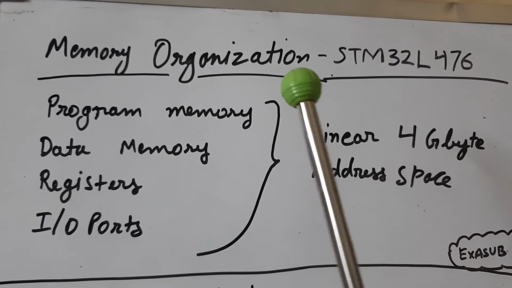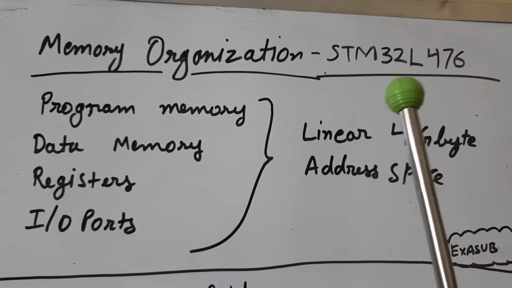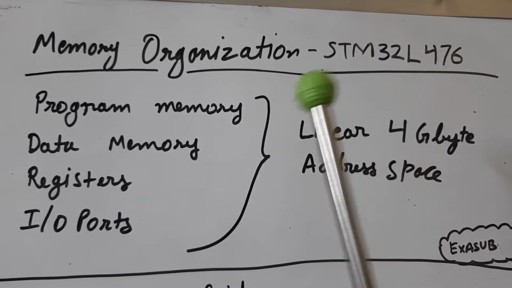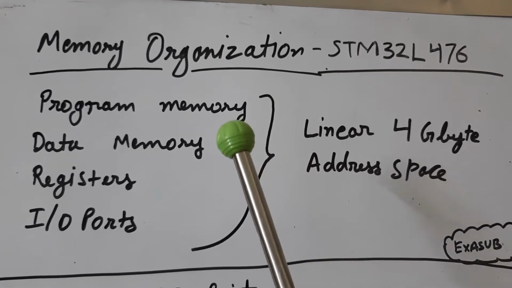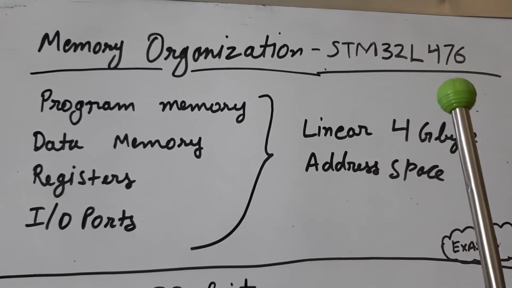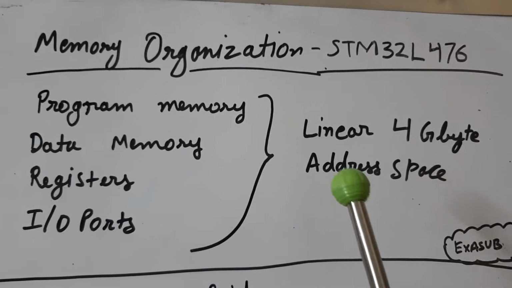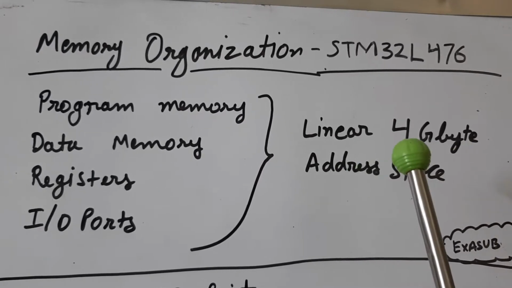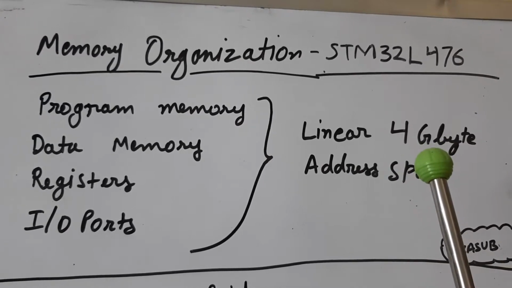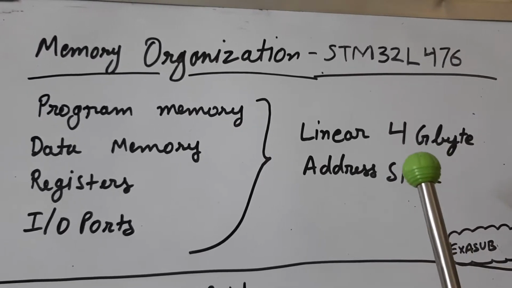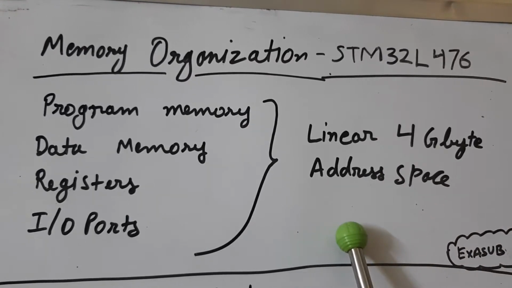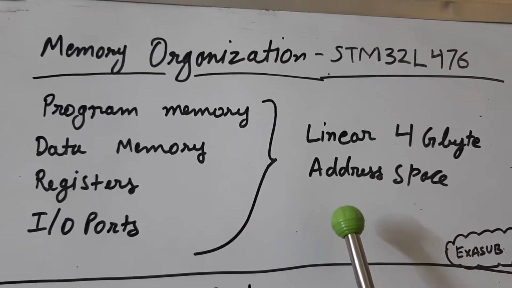Memory organization of STM32L476 microcontroller. In the STM32L476 microcontroller, we have a linear 4 gigabyte address space. This 4 gigabyte address space comes from the fact that the bus width is 32 bits.